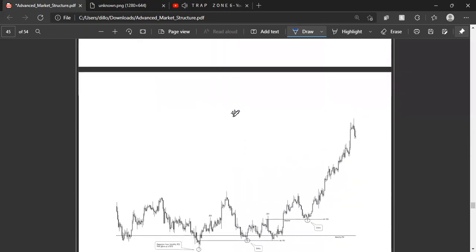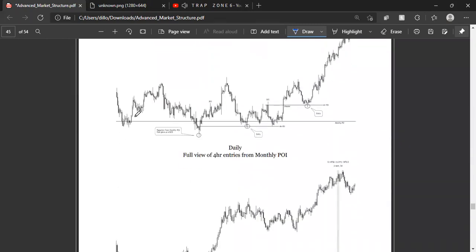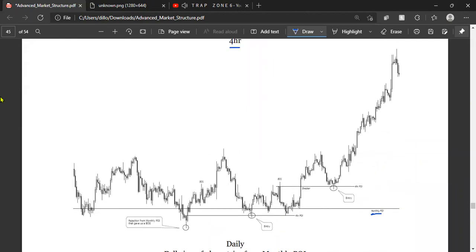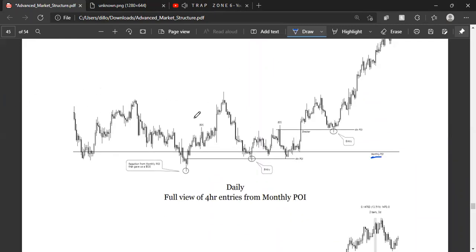So we go from the monthly down to the 4 hour. Price is respecting this monthly point of interest quite a bit if we look at this, right? I know I delineated this first break of structure, and the break of structure isn't the cleanest, but you have breaks of structure to the left here as well from this area.